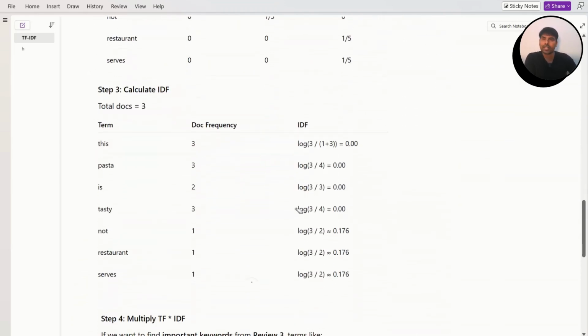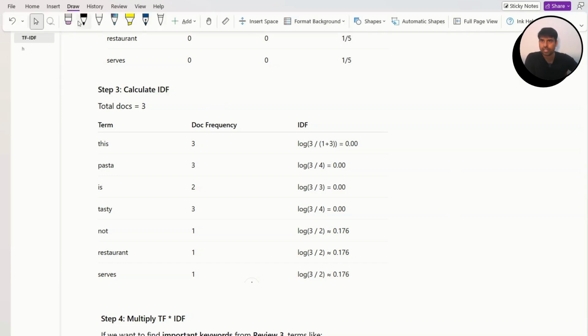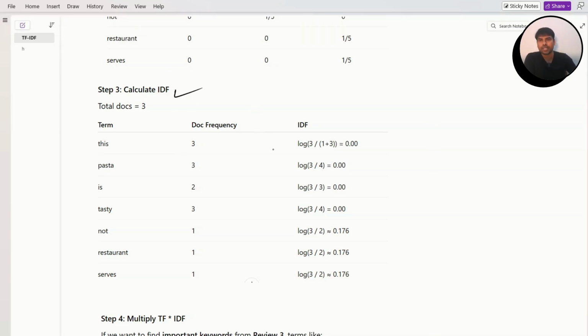Again, for IDF, if you understand the formula, we will create a table for IDF as well. It's again very simple. So this is my IDF table. In the IDF table we need only 2 columns basically. The first column is all my keywords, my unique vocabulary.